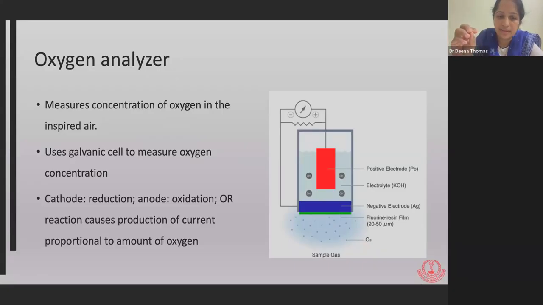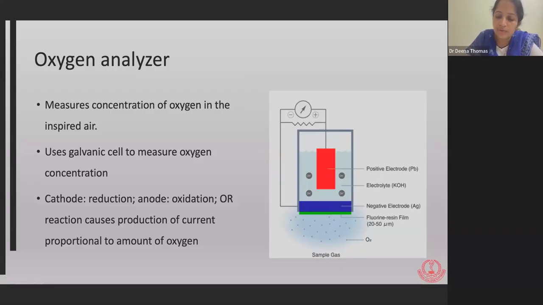It uses a galvanic cell. So what are the components of a galvanic cell? As you can see, there is a permeable membrane through which the oxygen molecules diffuse and react with the cathode. There is an anode. A reduction reaction happens at the cathode and an oxidation reaction at the anode. This generates an electric current. This electric current will be displayed as a value depending upon the concentration of the oxygen molecules. So it will give a value in percentage of oxygen that is coming out of the source.